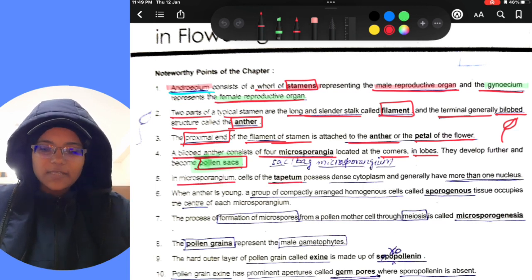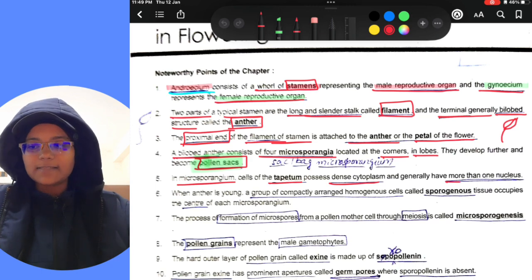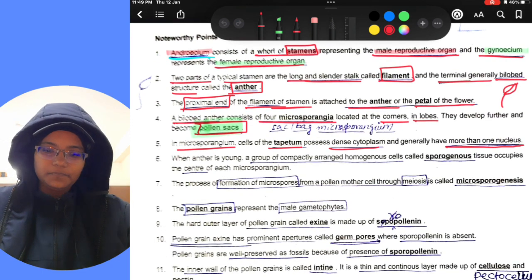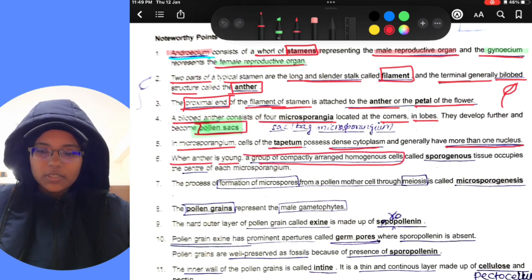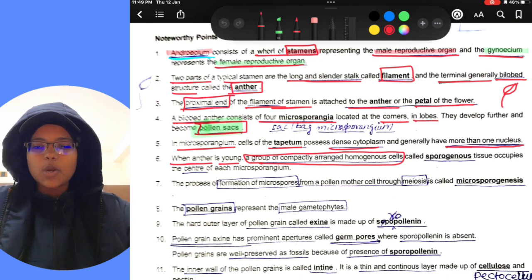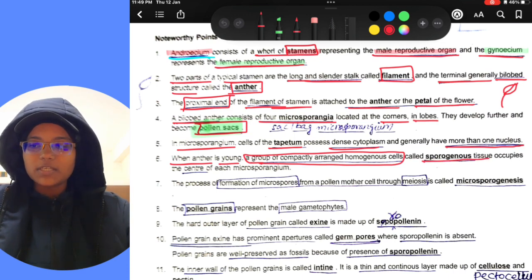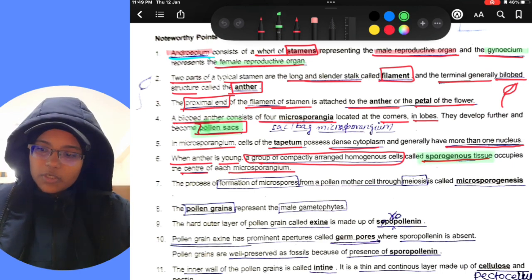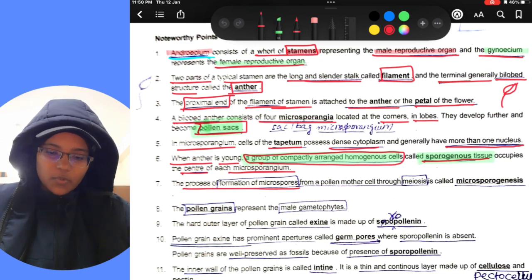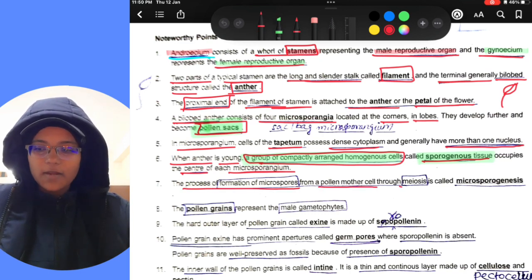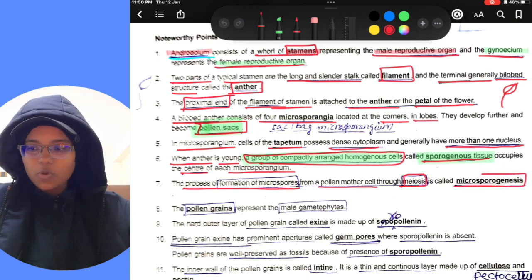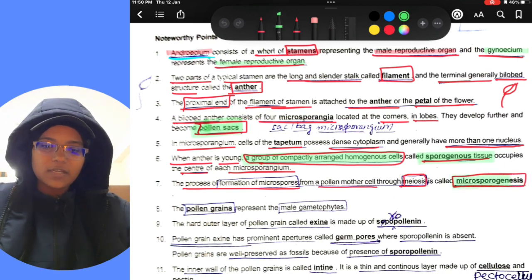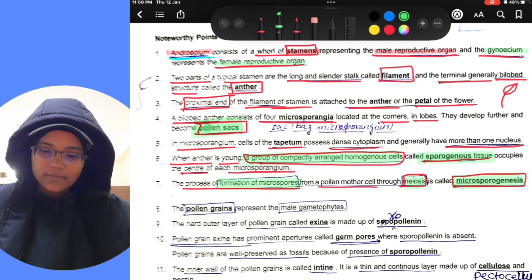In the microsporangium, cells of the tapetum possess dense cytoplasm and generally have more than one nucleus. When the anther is young, a group of compactly arranged homogeneous cells called sporogenous tissue occupies the center of each microsporangium. The process of formation of microspores from pollen mother cells through meiosis is called microsporogenesis.